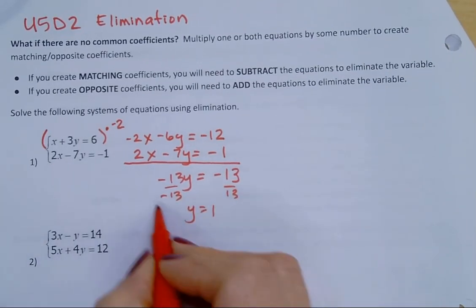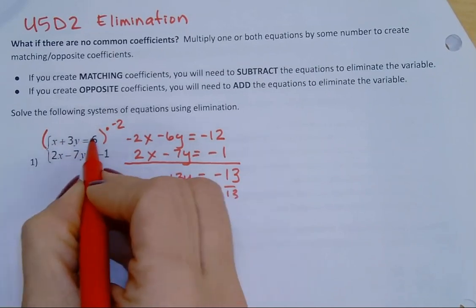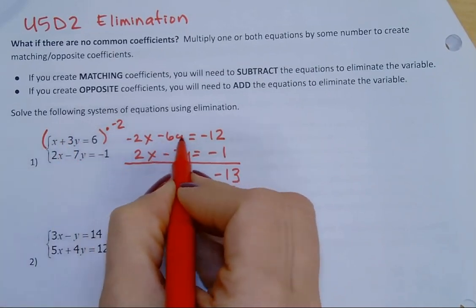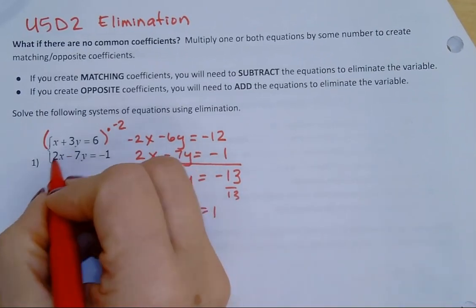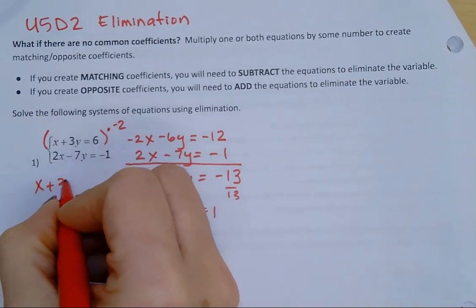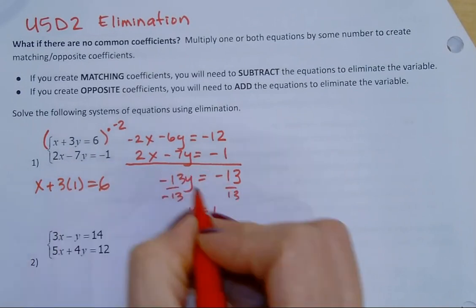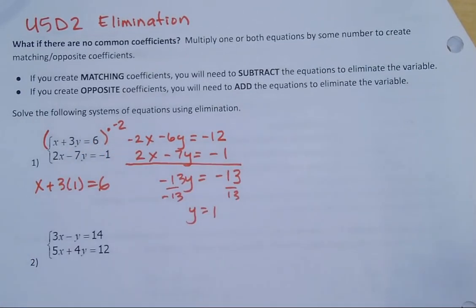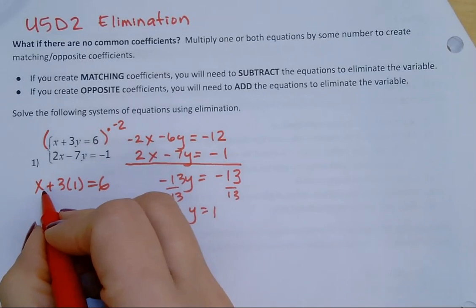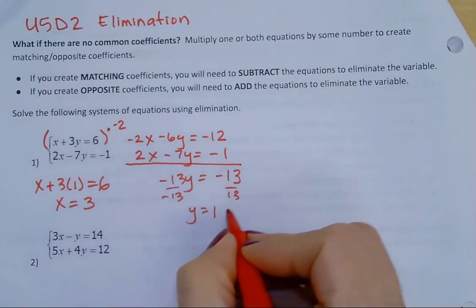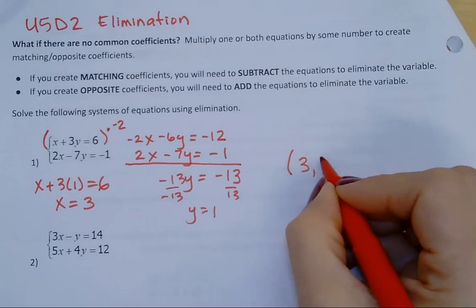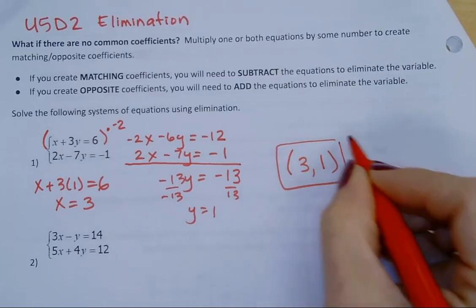Once I know that y equals 1, I'm going to go back to one of my original equations. Always go to the original. Don't use the ones that you have manipulated, just in case you made an error. Since y equals 1, I'm going to say x plus 3 times 1 equals 6. I'm just substituting that y back into one of the equations. So x plus 3 equals 6, which means x must equal 3. I have my x and my y, so my ordered pair is 3, 1, and that is my answer.